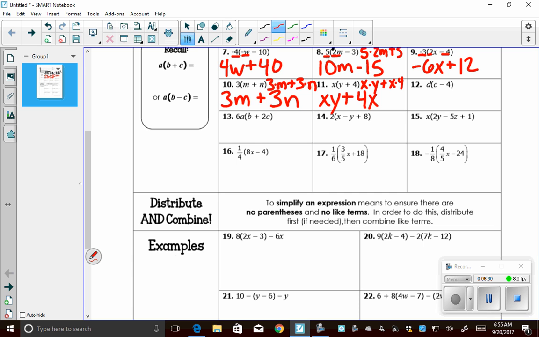Number 12, d times c minus 4. D times c is going to give me DC, as in Washington, D.C.